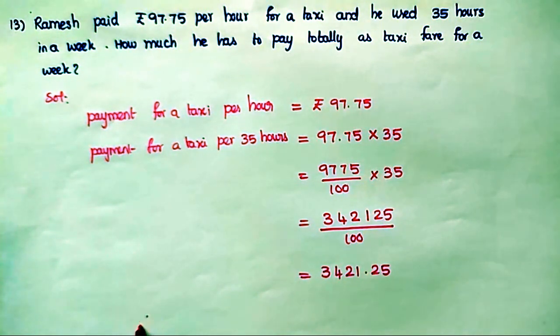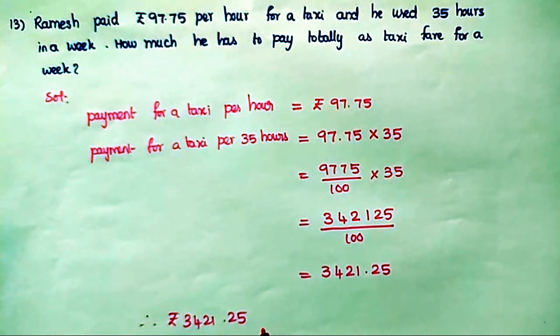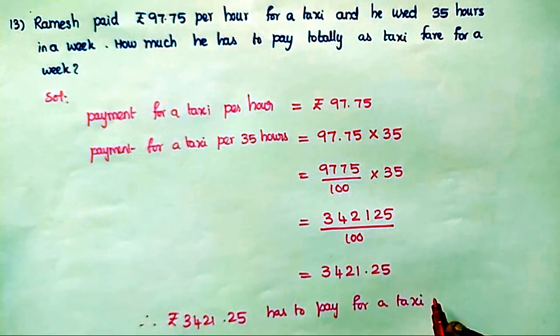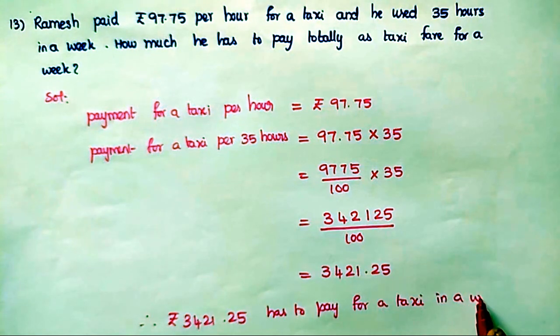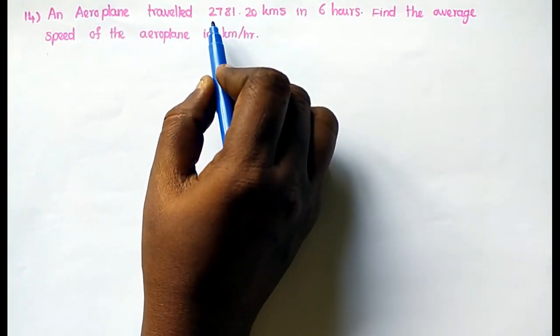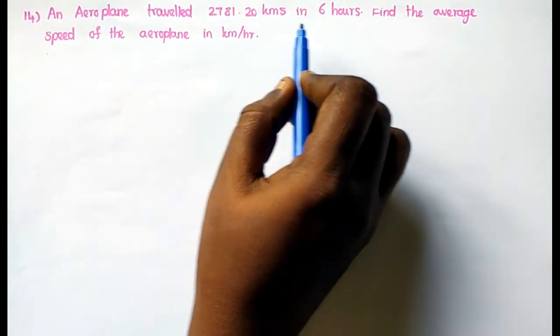So rupees 3,421.25 has to be paid for a taxi in a week. That is the answer. 14th sum. An aeroplane travelled 2781.20 kilometers in 6 hours.